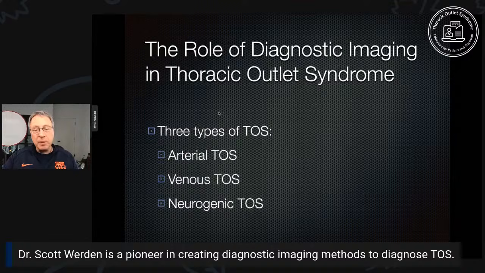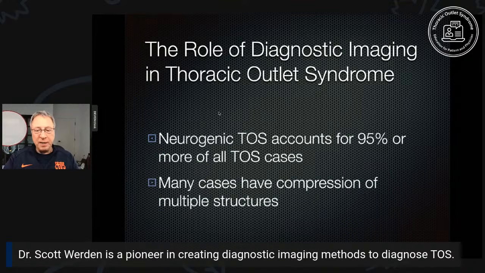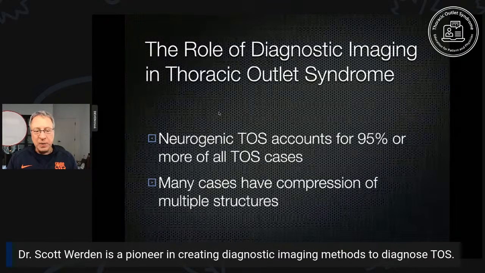Now, by far, the most common is neurogenic. 95% of all cases of TOS are neurogenic. These are the cases that are tough to diagnose, and that's why imaging becomes more and more important in neurogenic TOS than in the other types of TOS.